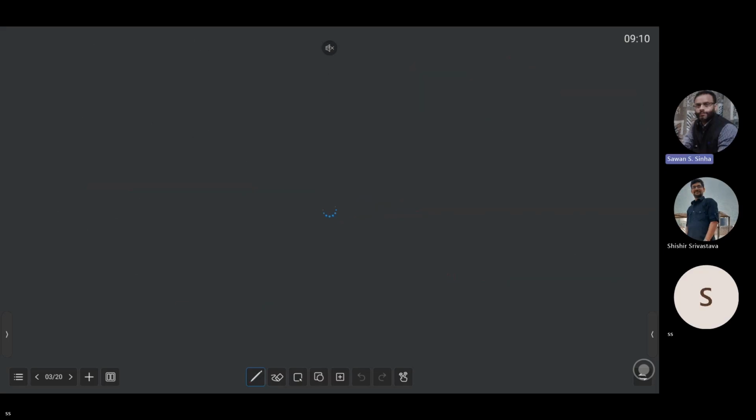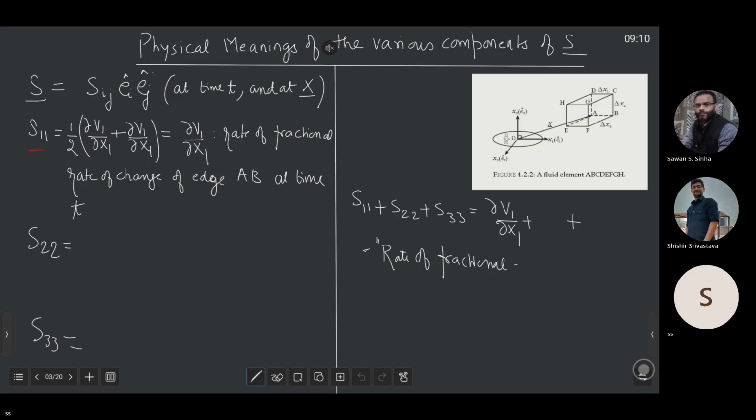So S11, as I said, is this. There is a half there, but then del V1 del X1 is being added 2 times. So eventually it just becomes del V1 del X1. Does it have a physical meaning? Indeed. Rate of fractional change of edge length AB at time t. That's what we derived.